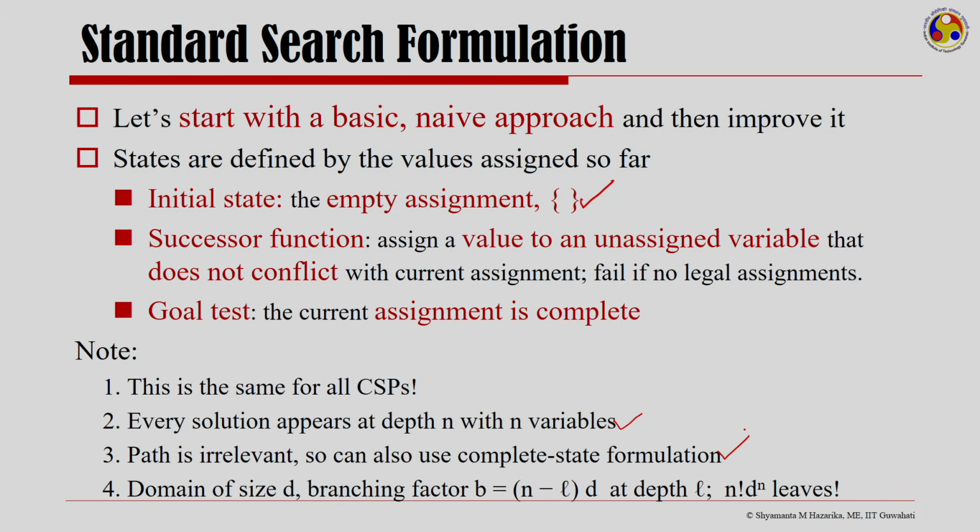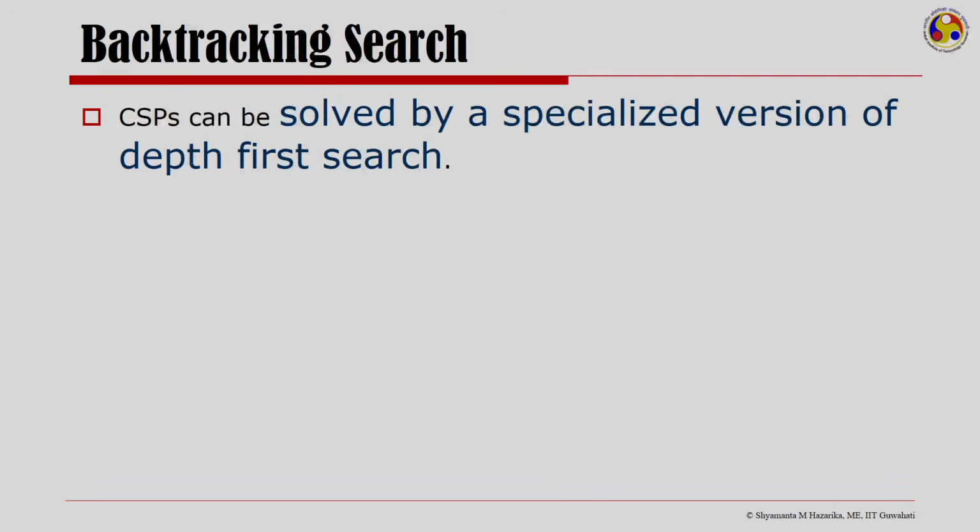And for a domain of size d, we have a branching factor b of (n minus l) times d at depth l. So, that leads to n factorial times d to the power n leaves, and this is a huge space to search. Could we do better than this? So, we can look for a specialized version of depth first search.